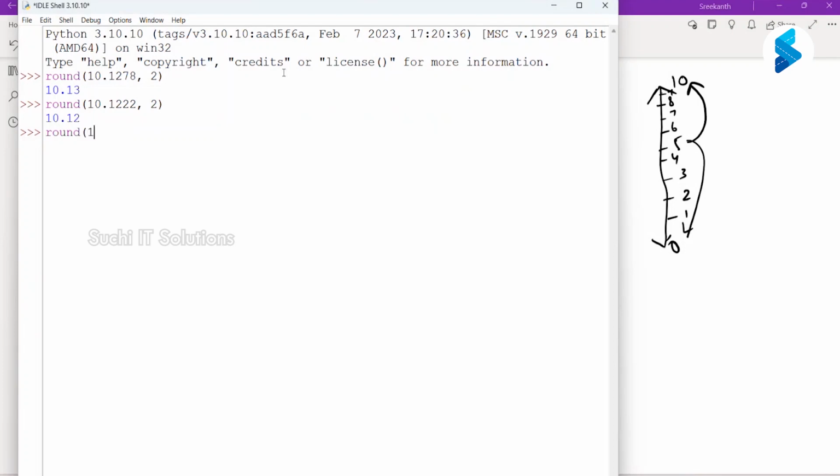Round off 10.12356. If I have to round it to 3 decimal points, what would be the output here? 10.124, because anything equal to or greater than 5 would always fall to the next number.